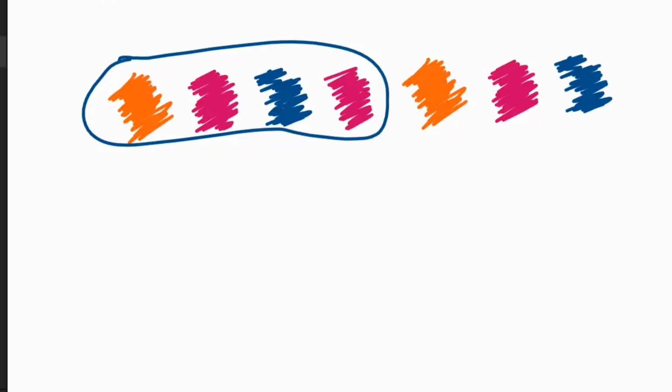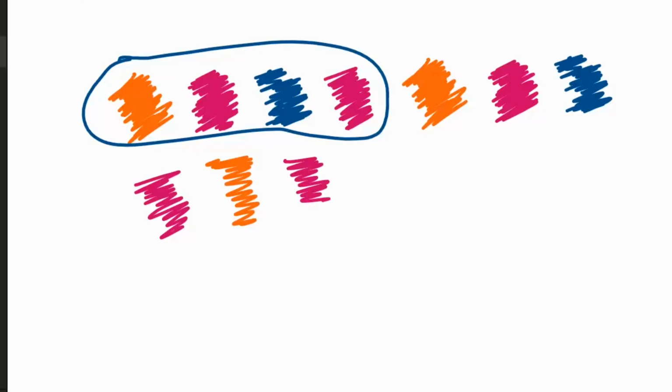Now, let's continue this part of the pattern, because we need to figure out the next 3. After blue, it's pink. So, pink, then orange again. Then finally, we have pink again. So our answers for this question are pink, orange, and pink.